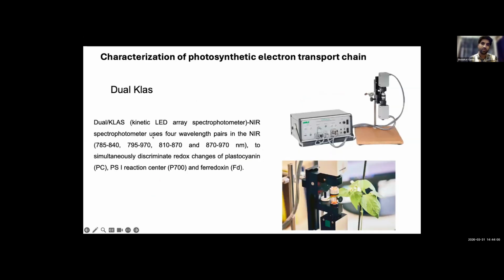For the characterization of this photosynthetic electron transport between these two species, we used Dual-KLAS. It is an instrument which uses four wavelength pairs in the near infrared region to simultaneously determine the oxidation and reduction states of very important components in the electron transport chain, which are plastocyanin, P700, and ferredoxin.